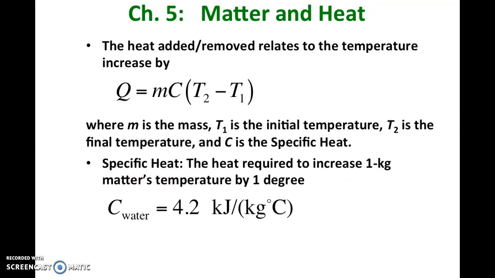The heat added or removed and the temperature change can be related by this formula. Q equals mc times T2 minus T1. Here m is the mass of the object, T1 is the initial temperature, T2 is the final temperature, and c is the specific heat, defined as the heat required for 1 kilogram matter to increase temperature by 1 degree. For water, the specific heat is equal to 4.2 kilojoule per kilogram per Kelvin or per Celsius degree.